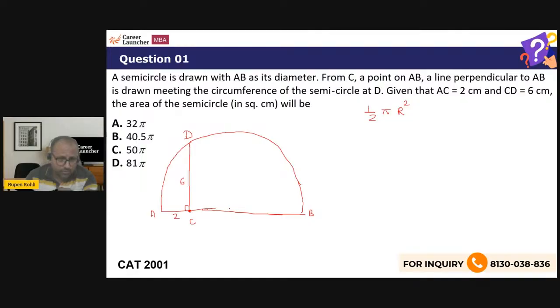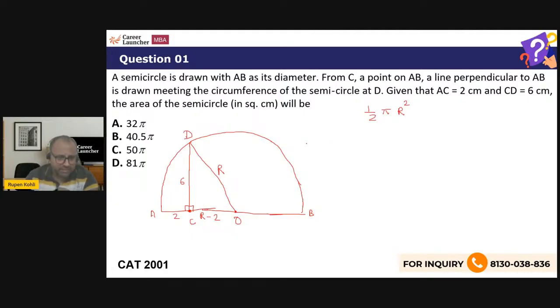In this case, till now we have not drawn that, so let's do that. Let's say this is the center of the circle, O. Join OD, because that is the only point I can see where I can join this. OD will be the radius, and OA will also be the radius. That means OC will be radius minus 2. This is a 90-degree angle, so I have a right angle triangle OCD, with sides 6 and R minus 2. Pythagoras theorem should give me the value of the radius.